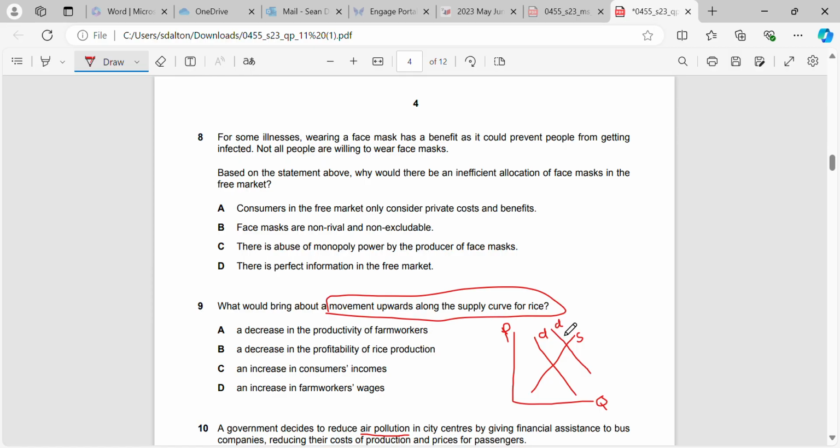So now we know demand has to shift to the right. What's the reason why demand would shift? That would be an increase in consumers' incomes. An increase in farm workers' wages, supply shifts left, so not a movement upwards and along. Decrease in profitability, price goes down, again not a movement upwards or along, and a decrease in productivity, supply would shift left also, still not a movement along the curve.